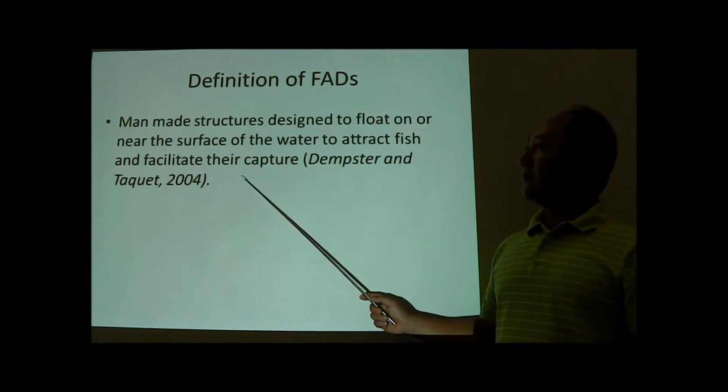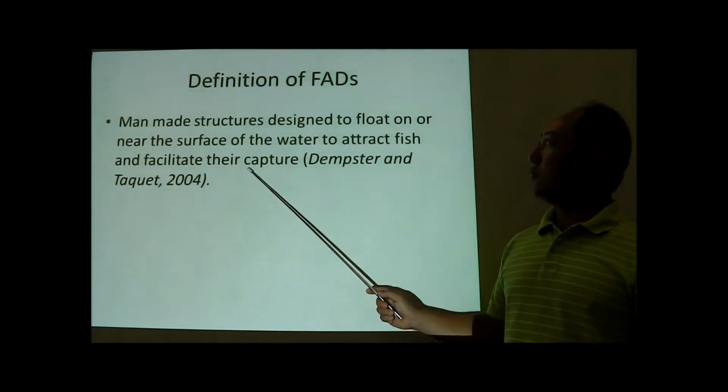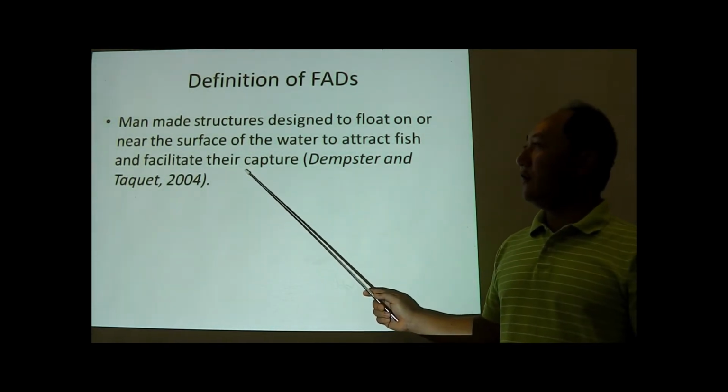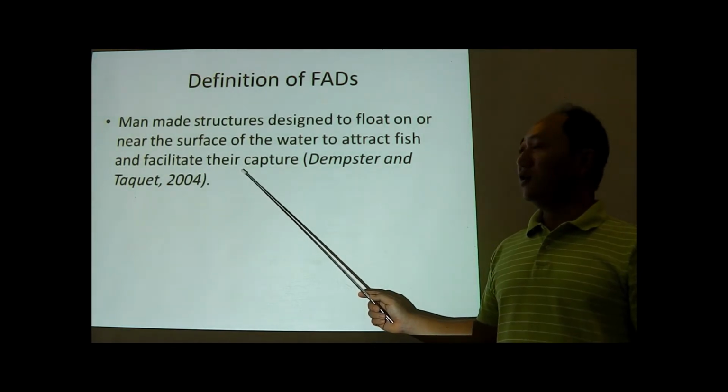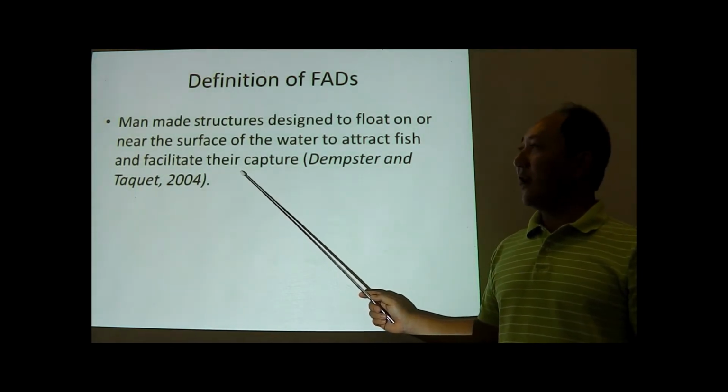Definition of FADs: man-made structures designed to float on or near the surface of the water to attract fish and facilitate their capture.